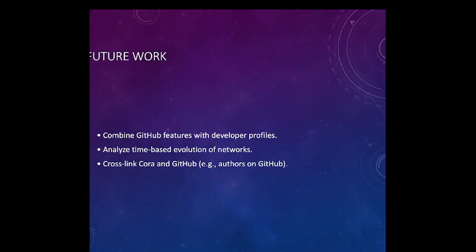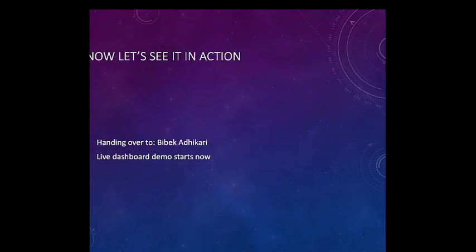Now let's see it in action. That concludes the overview portion. Now I'll hand it over to Bibek, who will walk you through the interactive dashboard we developed to analyze and compare both networks in real time. Thank you.